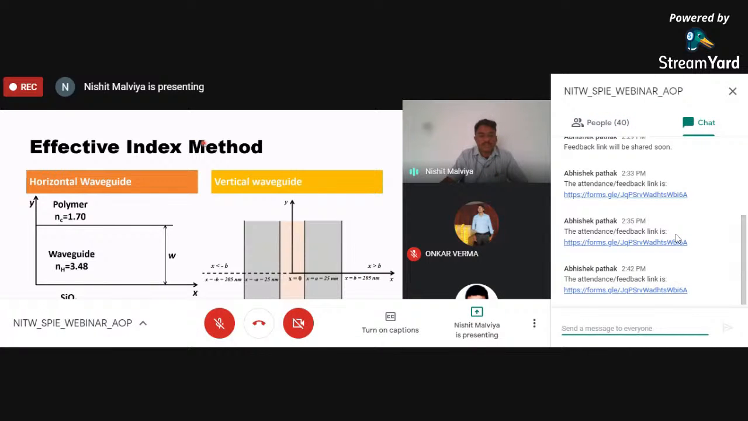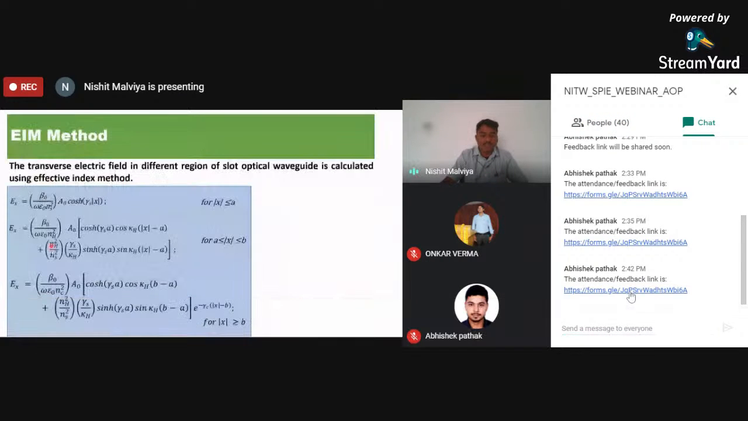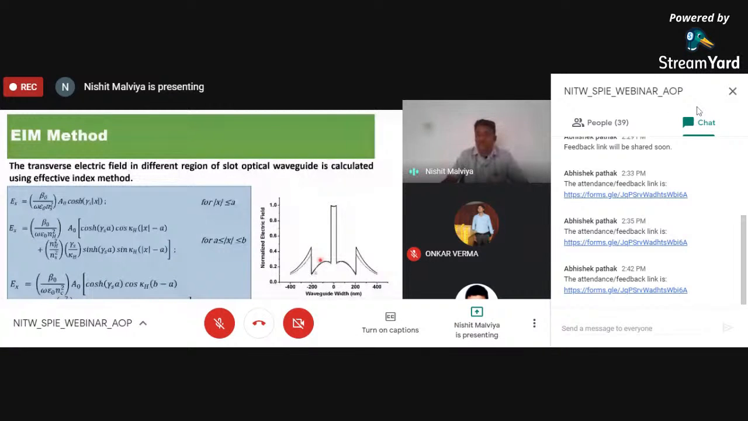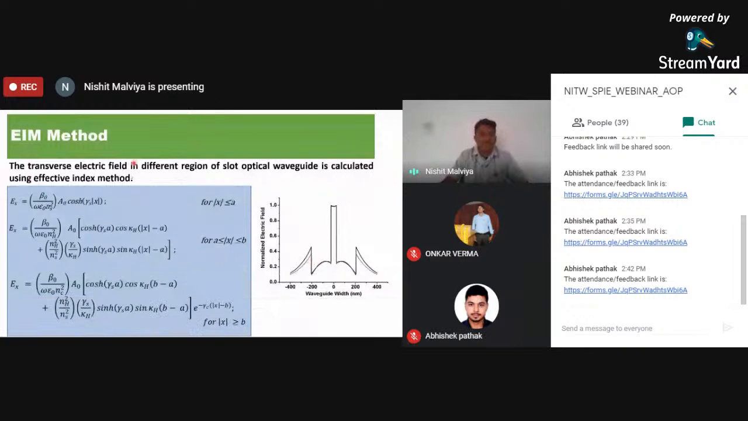By using the effective index method, we calculate the effective index for this region, and for this region this is the electric field. So this is the electric field distribution of the slot optical waveguide. By using this equation, I have drawn this graph of the distribution of the slot optical waveguide. It is also compared with the simulation software, because to check whether what we have done is correct or not, we check with the simulation software.